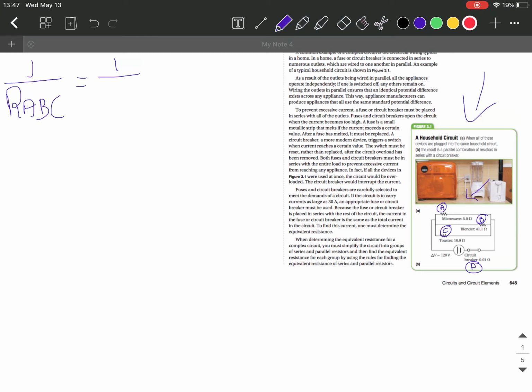equals 1 over 8.0 plus 1 over 41.1 plus 1 over 16.9. Okay, ohms for all of that.